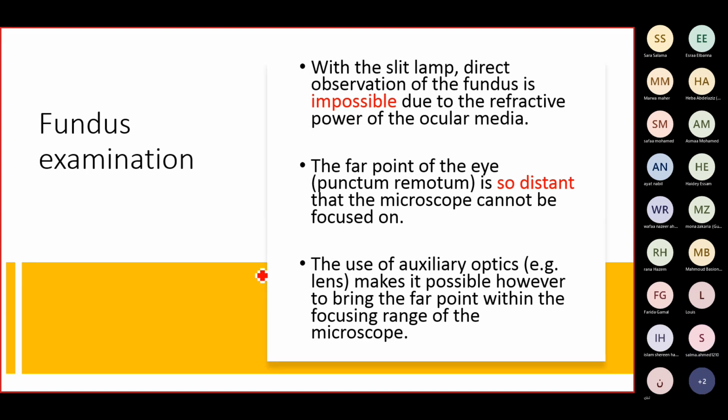Okay, so let's move to the fundus examination. With the slit lamp, it's impossible to observe beyond the anterior vitreous because of the refractive power of the ocular media, the cornea and the crystalline lens, okay? Because the punctum remotum is so distant that the microscope cannot be focused posterior to the anterior vitreous. And then we need to do something to be able to observe the back of the eye, okay?